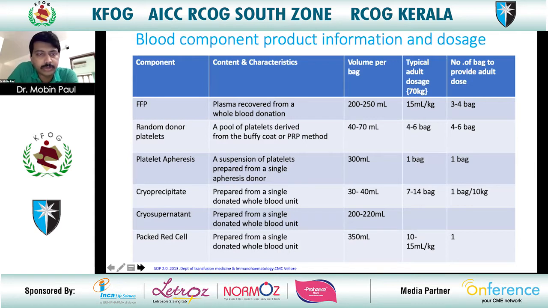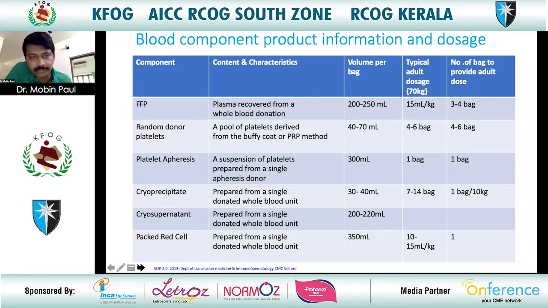Then we can use random donor platelets, which is a pooled platelet derived from a buffy-coat method or a platelet-rich plasma method, that usually contains around 40 to 70 ml. An adult dose is 1 bag per 10 kg. So in an average adult, you can use 4 to 6 bags at the time of crisis. Apheresis platelet is platelets apheresed from a single donor, usually a volume of around 250 to 300 ml. 1 bag is enough for an acute crisis event, which equates to 6 bags of random donor platelets.